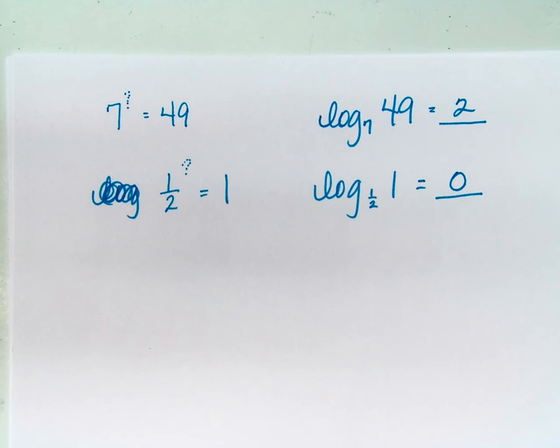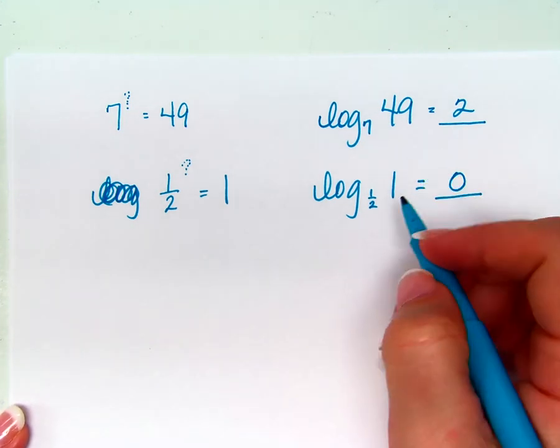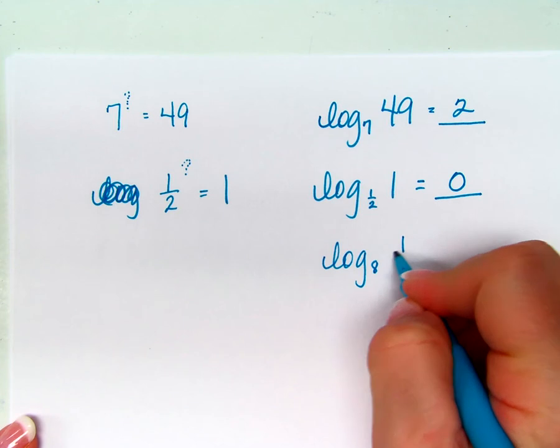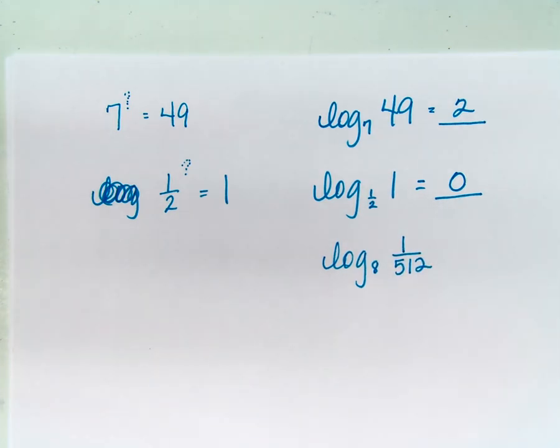Because what he said was anything multiplied by the exponent of 0. Are we multiplying by exponents? No. We're raising something to a power. Does that make sense? Okay. All right, try this one. Log base 8 of 1 over 512. Evaluate that.